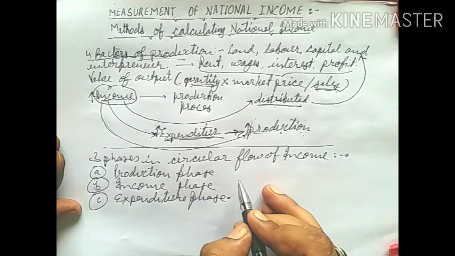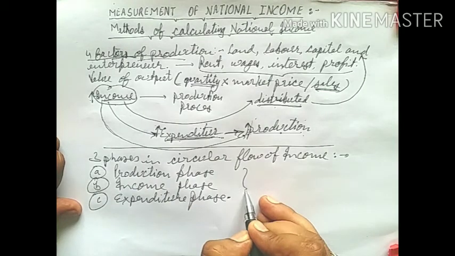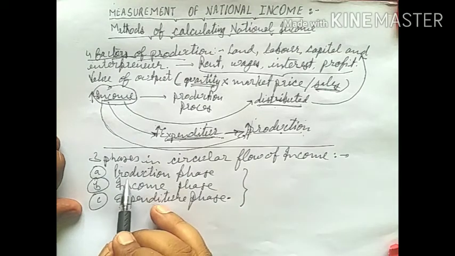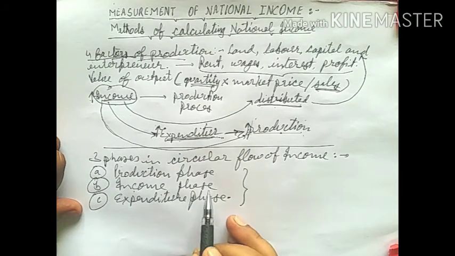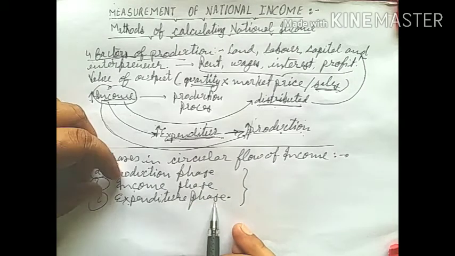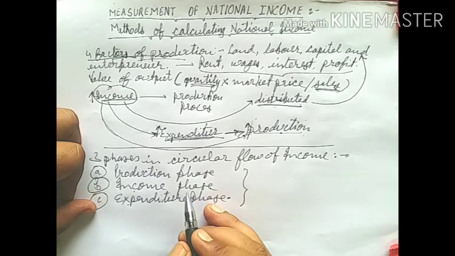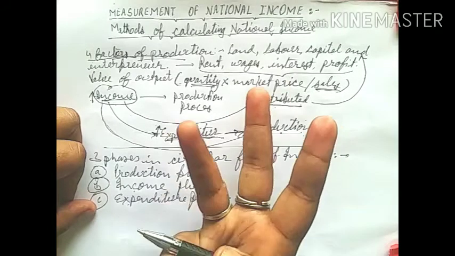So on the basis of these three phases, production phase, income phase and expenditure phase, accordingly the national income can be defined in three different ways.